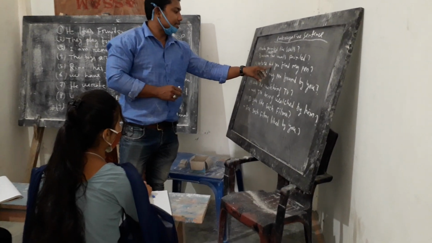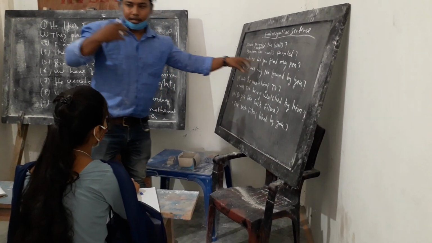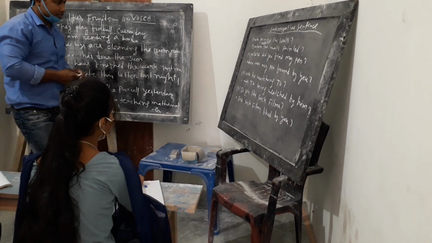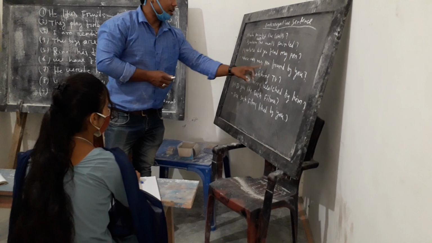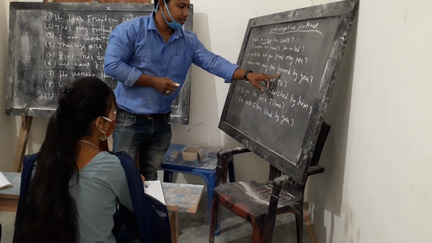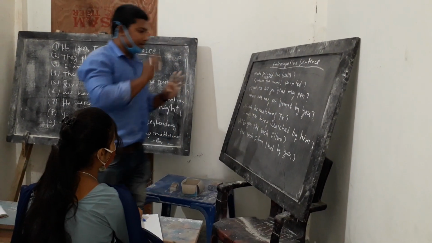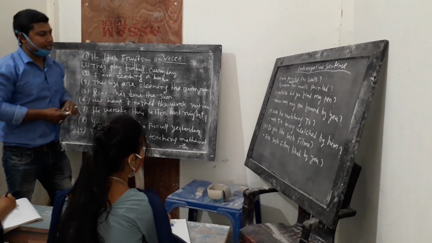This is an example of "did" here. So this is an example of an interrogative sentence, but in simple past tense. Here we have to put "was", the word "where", then the object "my pen", then the third form of the verb "found", by you. Okay. This is the second example of an interrogative sentence.